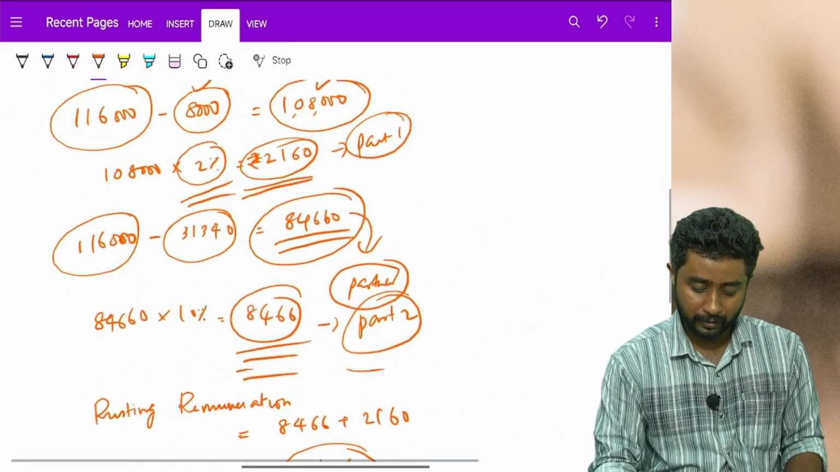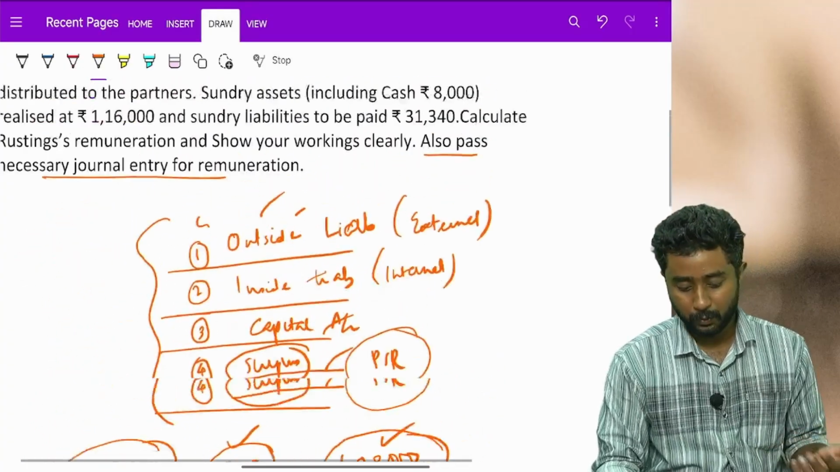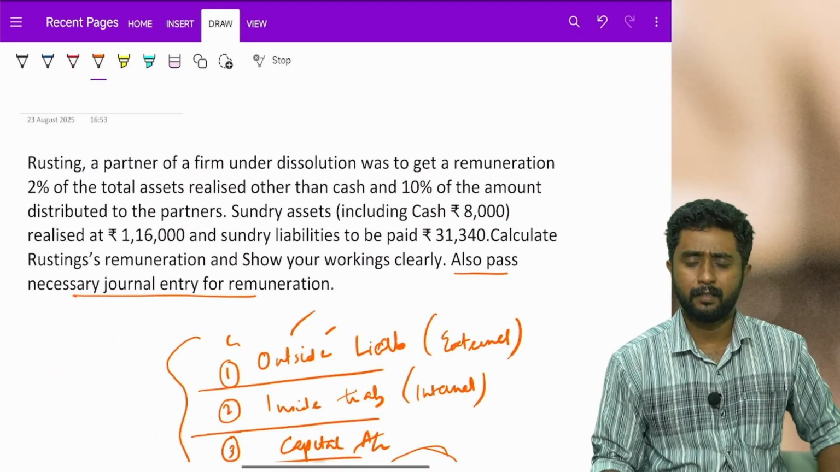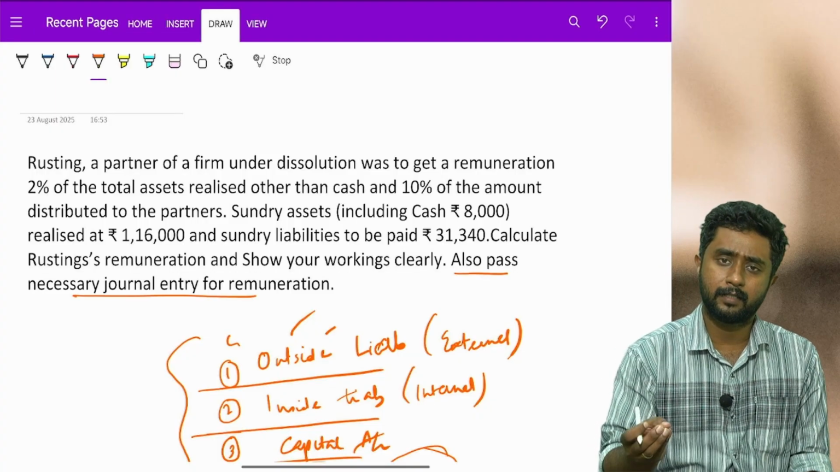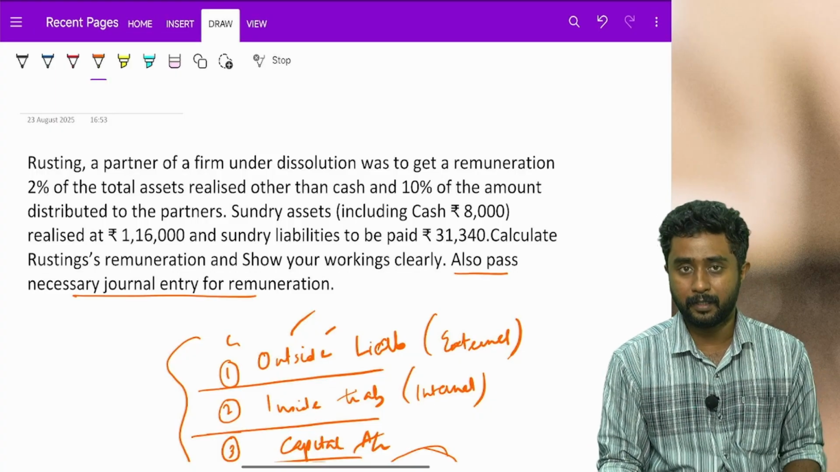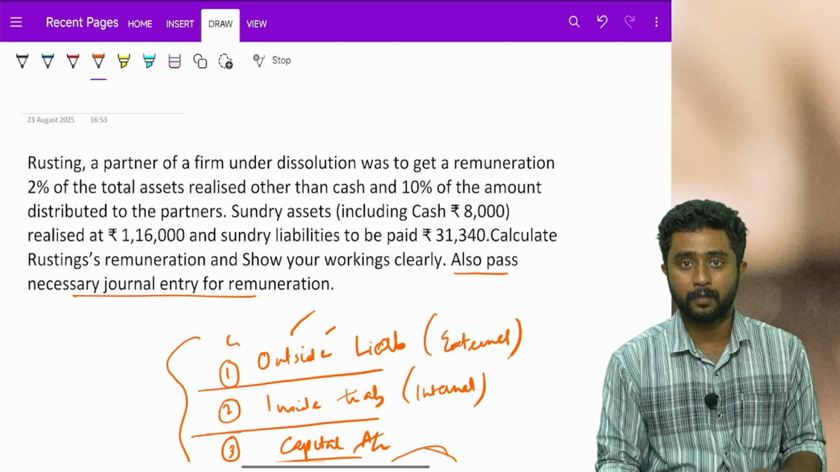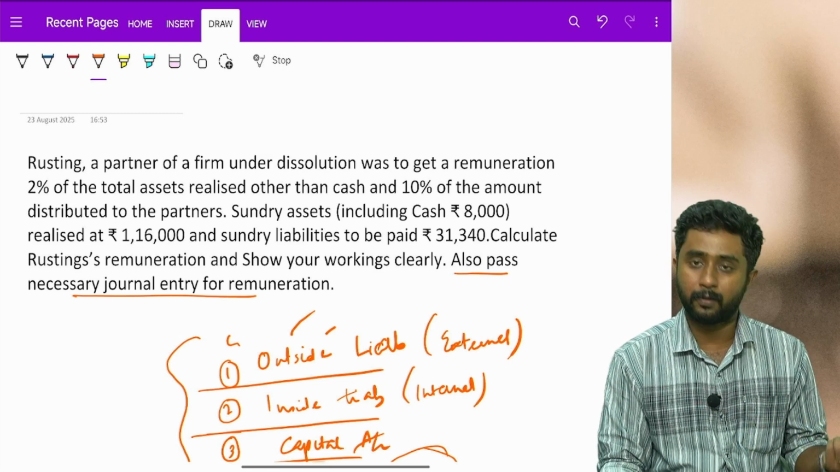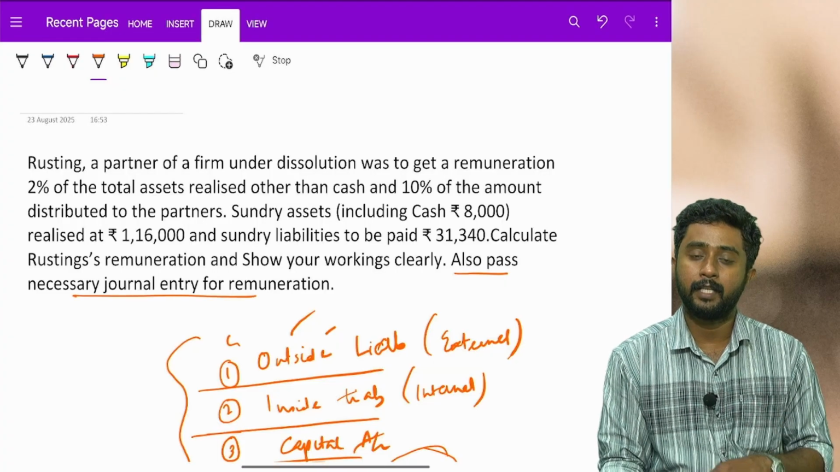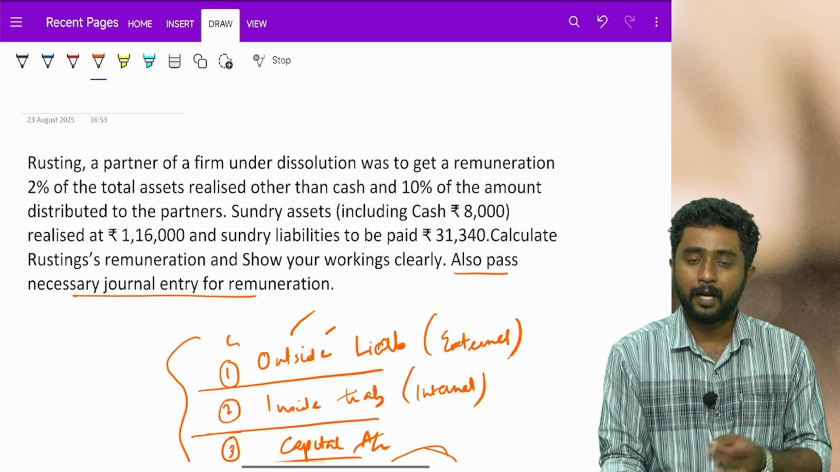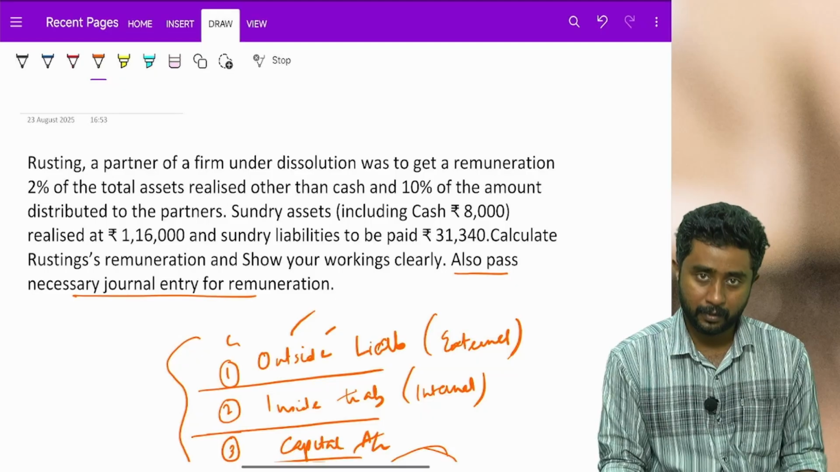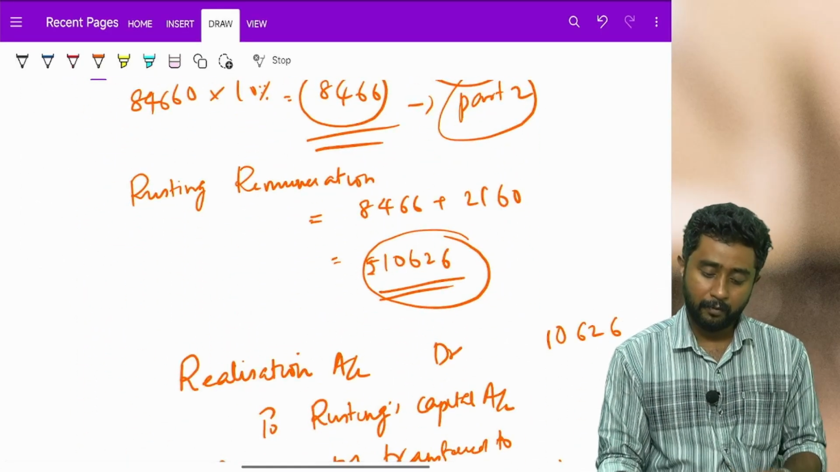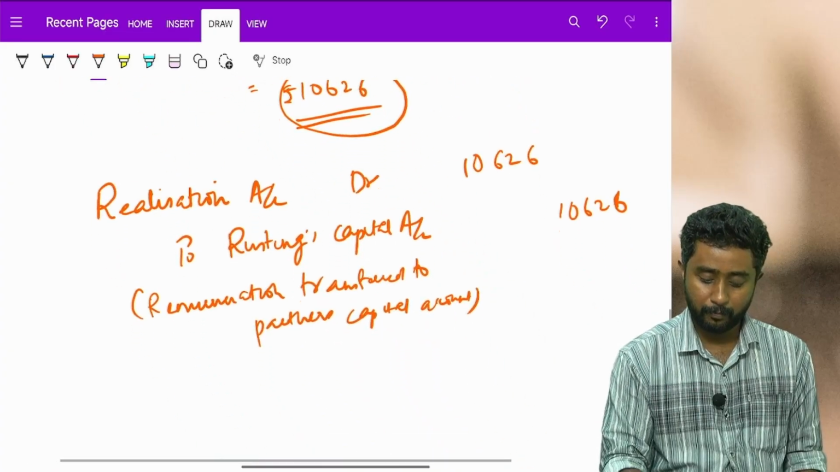So what did we do here? It's a different type of question where usually it will be directly given in the question that remuneration is this much. In this question it is not given like that. They are asking us to calculate that. Also remuneration is actually calculated from two different amounts. One is from the total assets realized other than cash, and one is on the basis of the amount that is remaining after paying all the liabilities. Okay, that is why we did two calculations separately. And we added the amounts and we got the amount and we passed the journal entry also.